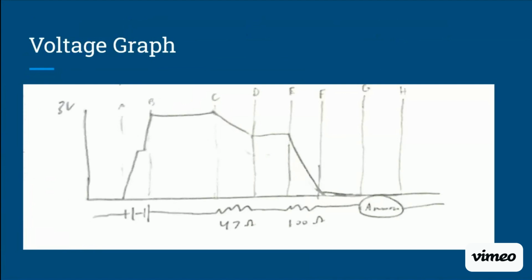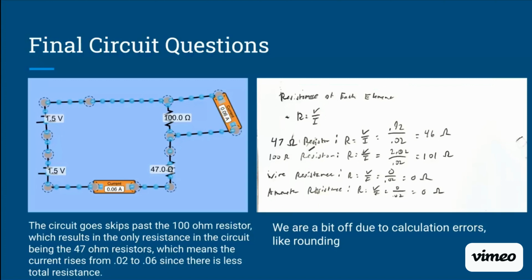And this is the voltage graph for the circuit, and as you can see, it first goes up from the batteries to 3 volts, and then it goes down a bit from the 47 ohm resistor, then it goes completely down from the 100 ohm resistor and back into the batteries, completing the circuit loop.